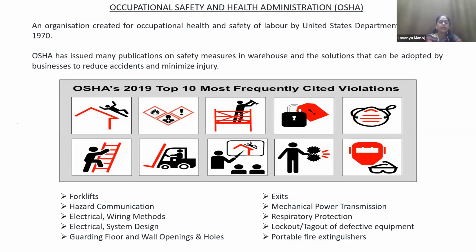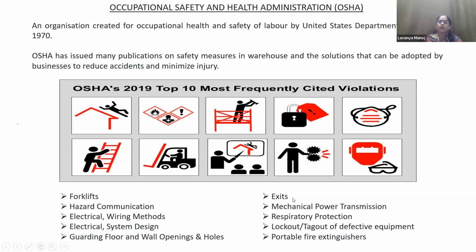Okay, and designing the electrical system inside the warehouse or production unit, so that no electrical system disrupts the main process, the main activity in the warehouse or the production. And guarding the floor and wall openings and holes. If there is a small pothole in the walk area in the warehouse, immediately it has to be filled, otherwise people or the machines may topple on it, and they may meet with an accident.